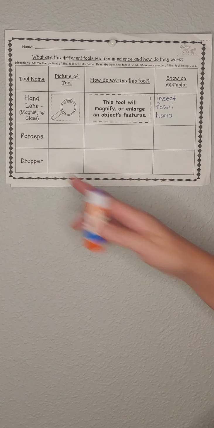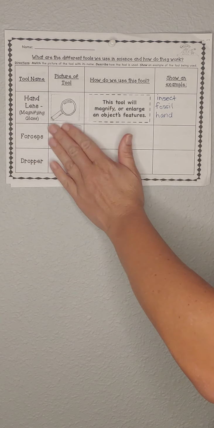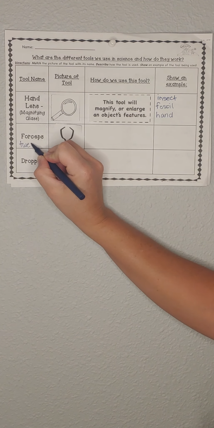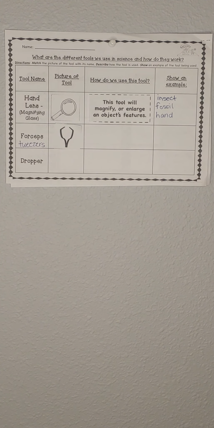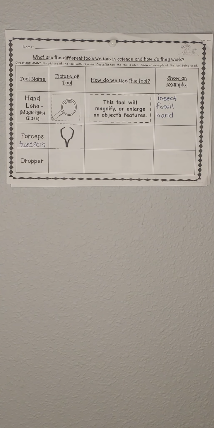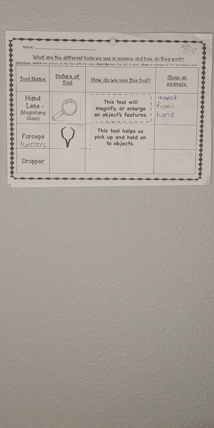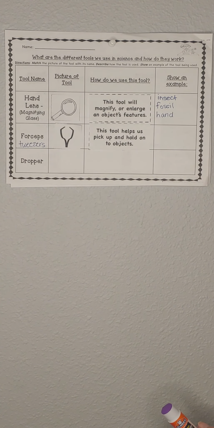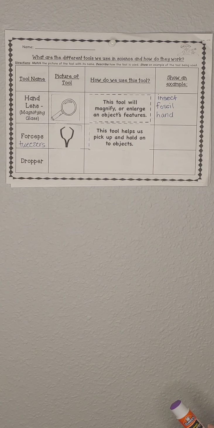Now the next object is called forceps. And I bet you guys recognize these, but you don't call them that. You probably call these tweezers. So if you've ever had a splinter before, your mom or dad might have used a pair of tweezers to pull out your splinter. Scientists call them forceps. And that tool is used to help us pick up and hold on to objects. So things that are small, like an insect, we might use the forceps to pick up and hold the insect while we use our hand lens to look at it better.